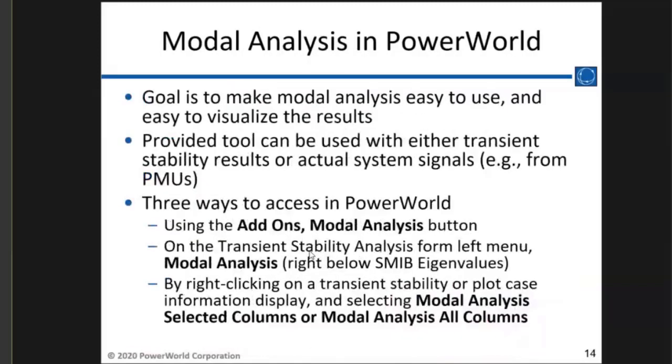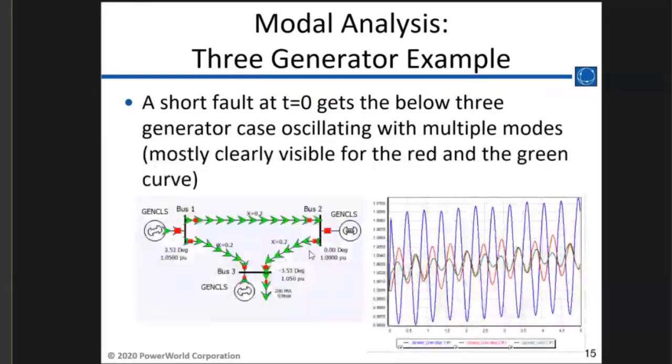Okay, so in PowerWorld, we try to make this as easy as possible. We used to just have 2 ways to get access to this tool, but now we have 3 ways to get access to it. If you look at add-ons, now next to the transient stability stuff, there's a little add-on called Modal Analysis. On the transient stability form, you can get access to it, and you can also get access to it by right-clicking on the transient stability plot or case information display, and I'll show that in just a second.